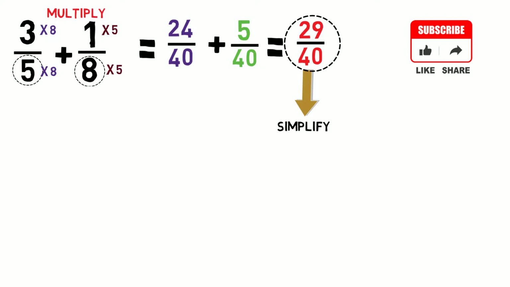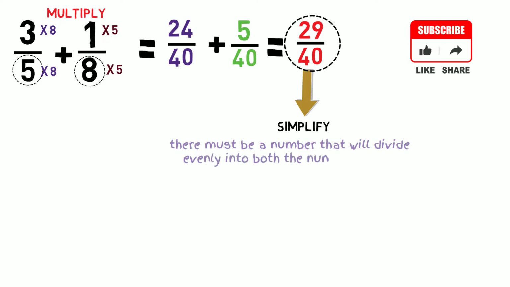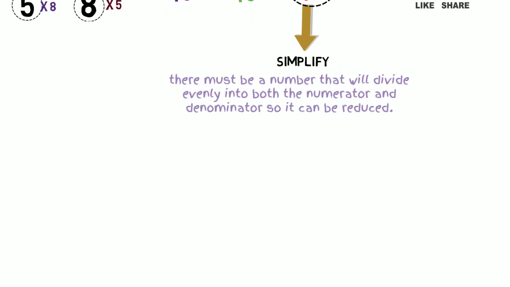The final step of this is to simplify. We look to see if the numerator and denominator have a multiple in common. In this case, we will leave the fraction as 29/40 because this is the simplest form. Keep in mind when simplifying fractions, there must be a number that will divide evenly into both the numerator and denominator so it can be reduced. We will cover mixed numbers and improper fractions in a future video.